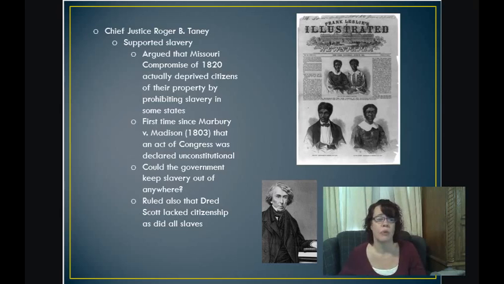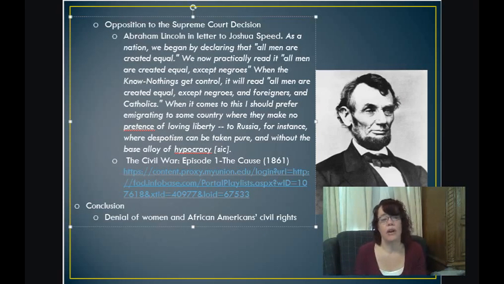And that's a really important idea. We can see that not all people supported the Dred Scott case. Many spoke out against it, including Abraham Lincoln, who wrote this in a letter to Joshua Speed about the Dred Scott case. I'm just going to play a little clip from The Civil War by Ken Burns discussing Abraham Lincoln's quote.